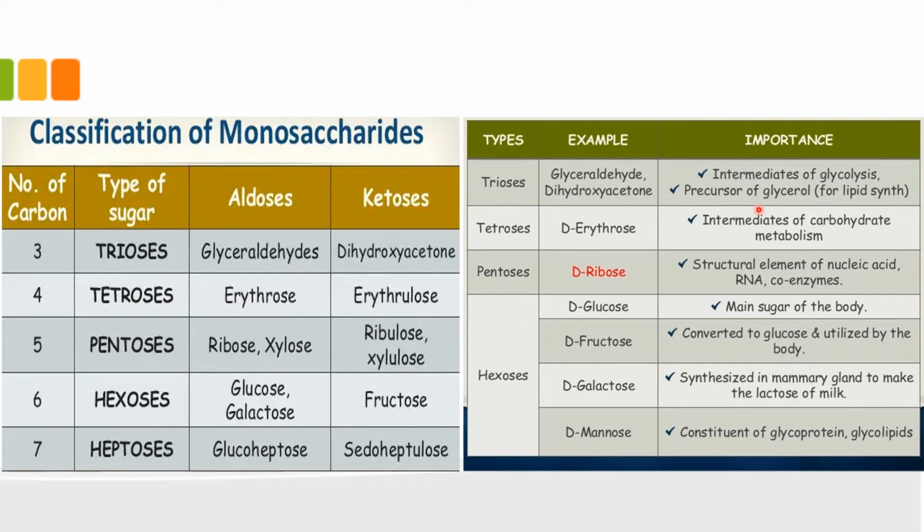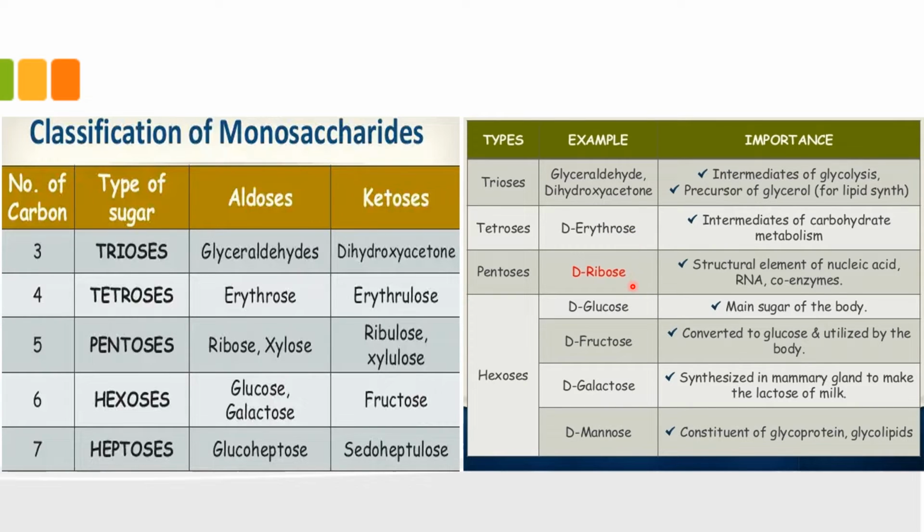And then coming to the tetrose, what is the importance? These are also intermediates of carbohydrate metabolism. You can expect erythrose formation in the HMP pathway, that is the hexose monophosphate pathway, or we call it the pentose phosphate pathway. So this is the importance of erythrose.